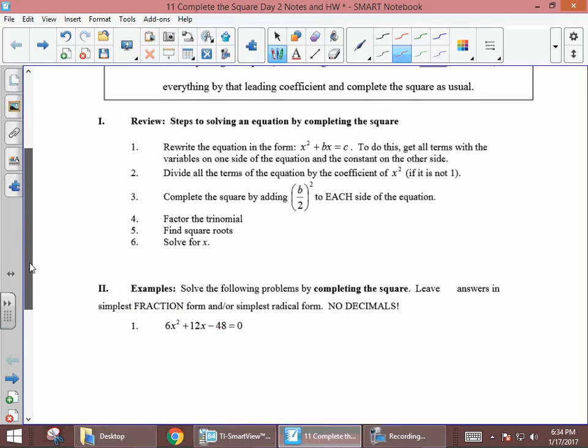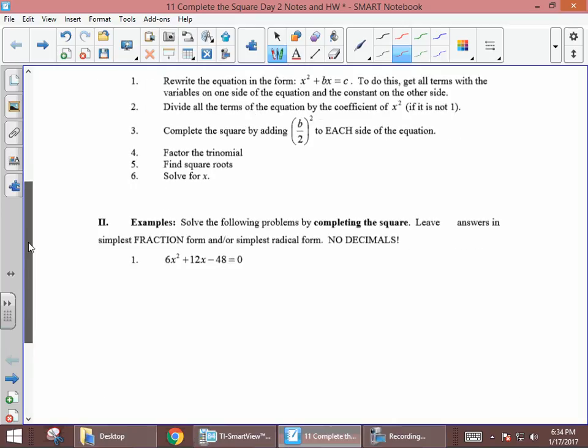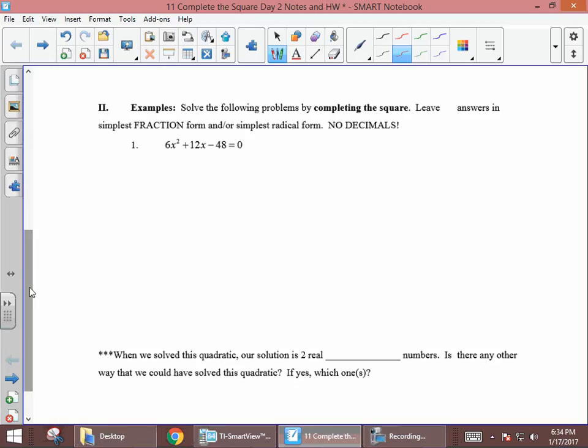So I could review all these steps for you, but really, once you divide everything by that number, you're going to have the same type of setup. So rather than go through all these steps, I'm just going to show that work. All right, so number 1. Solve the following problems by completing the square. Leave answers in simplest fraction form and or simplest radical form. No decimals. So step 1, divide everything by 6.